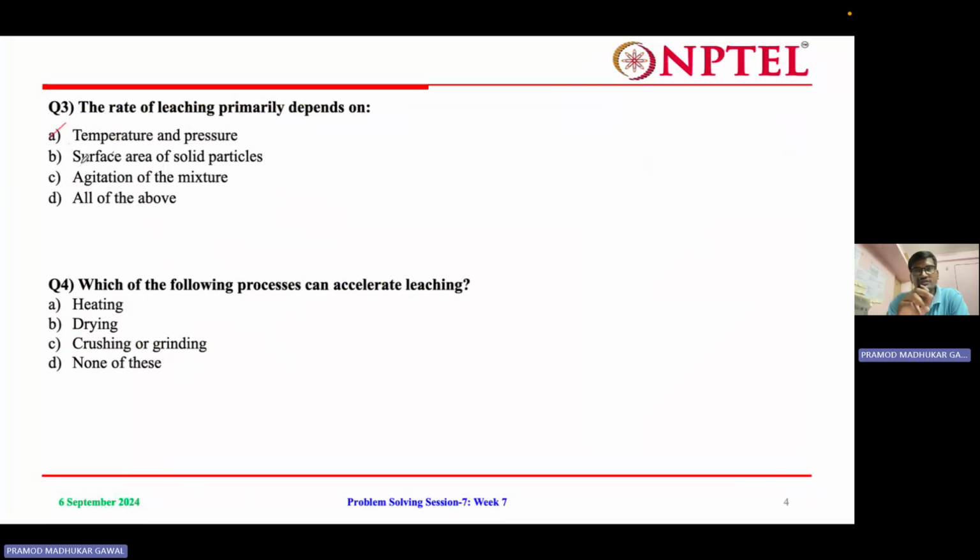Means a small particle size of the solid. And also agitation of the mixture, because it helps contact of solute and the solvent. Agitation of the mixture also helps to inhibit saturation of the solvent on the solid surface. So all the factors are important to decide the rate of leaching. So option D is correct.